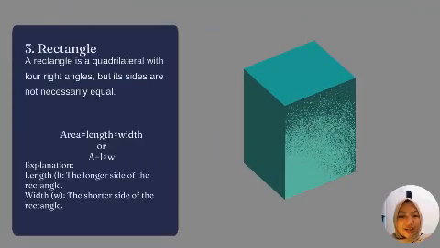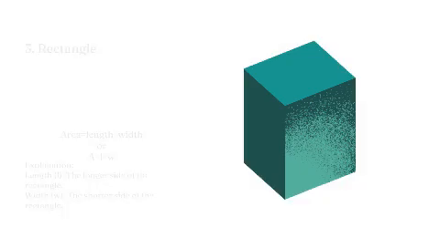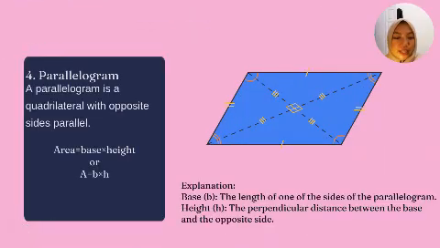And next is the rectangle. A rectangle is a quadrilateral with four right angles, but its sides are not necessarily equal. And the formula is area equals length times width, or A equals L times W. The explanation is length, or L, the longer side of the rectangle, and width, or W, the shorter side of the rectangle.